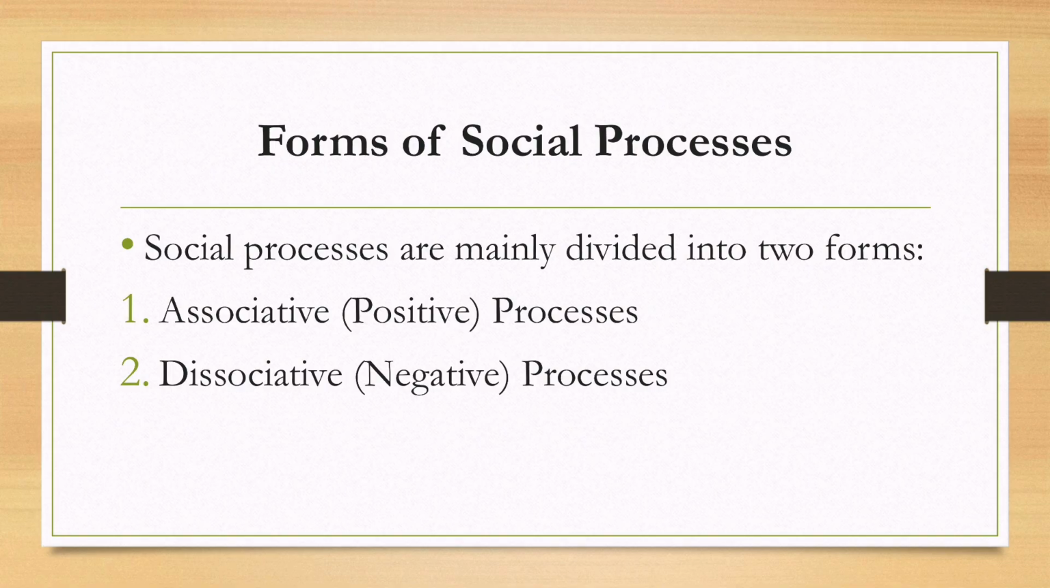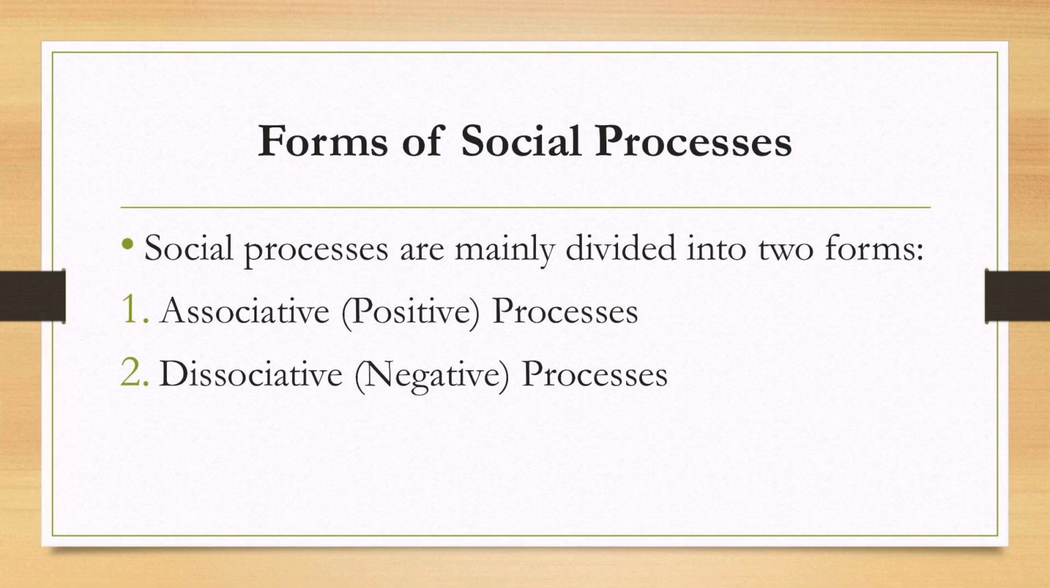So what does associative process mean? This associative process is a positive process. That means it promotes unity among the members, cooperation, and peace in the society. The features of the associative process include that it brings people together, creates harmony, and strengthens the relationship. This is the associative process.